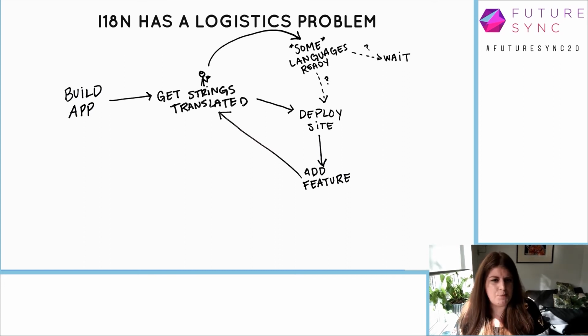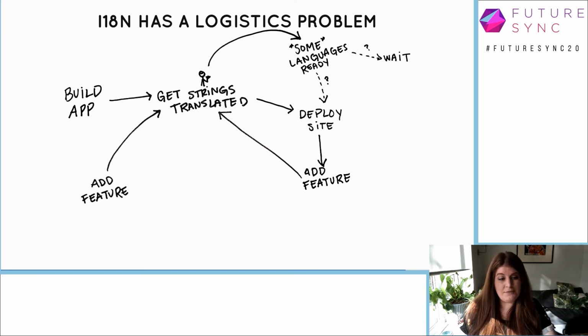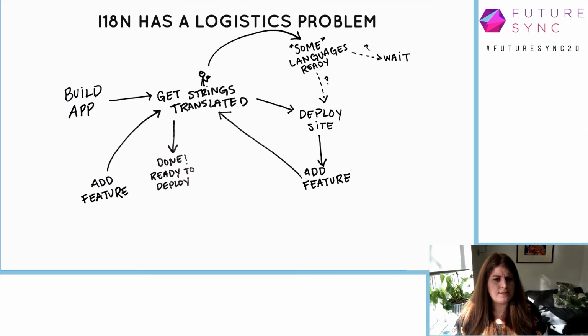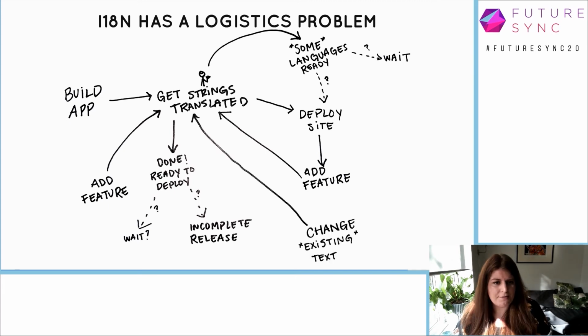And then in the meantime, while you're dealing with that, what if someone on your team, or maybe you, add a different feature? But then that's all done. That came back faster. Maybe it was less text. And that's ready to deploy. Do you deploy it knowing that maybe some of the languages aren't ready? And this sort of snowballs. What if you have to change the existing features?